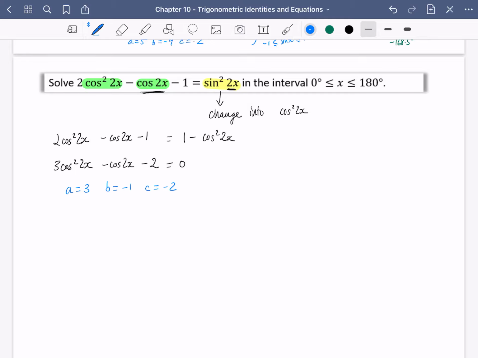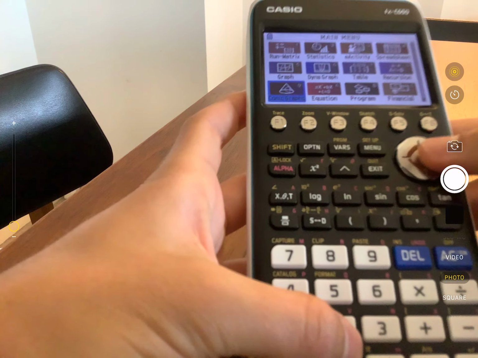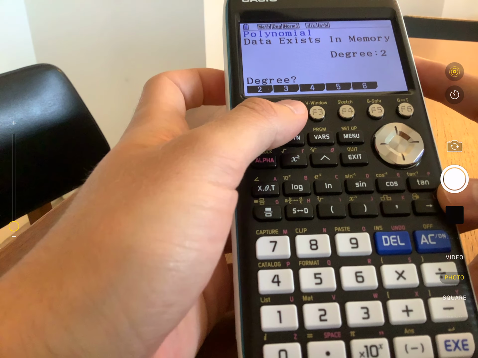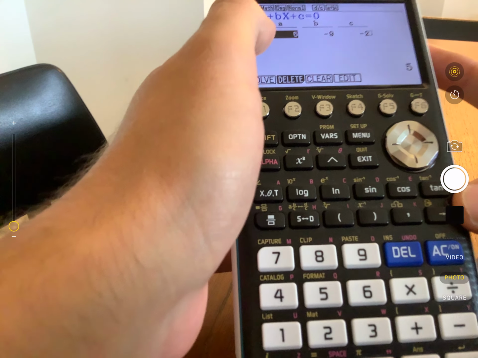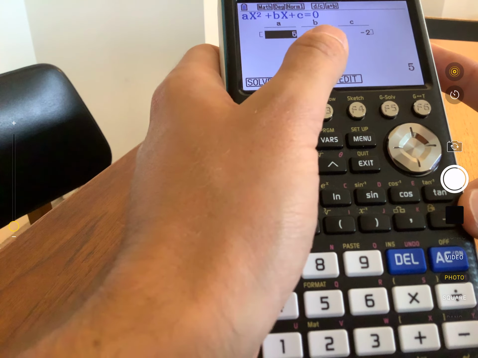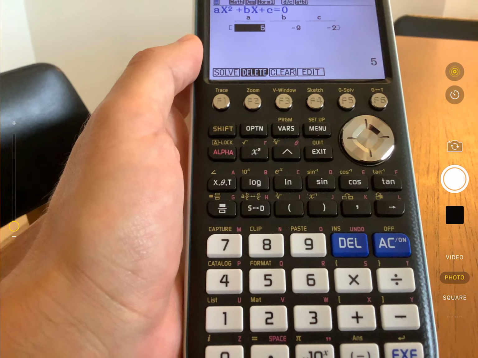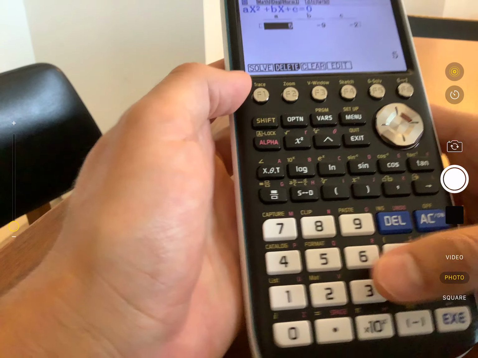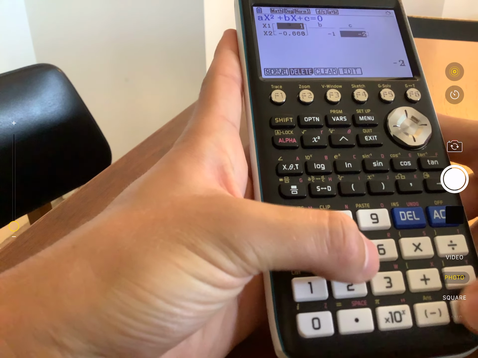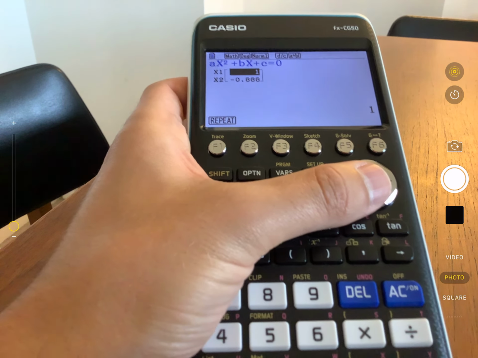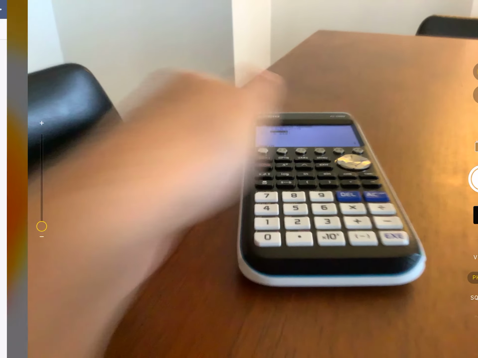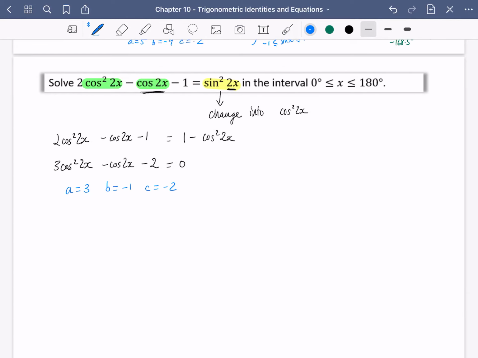If you're not sure how to do that, I'm just very quickly going to switch over to my calculator again. So you go to the menu, and then you go to equation, and you go to polynomial. It's a 2-degree polynomial because it's a quadratic, and now you can see what I'm talking about when I'm saying my values of a, b, and c. So I've forgotten already, my brain is really not good today. So it's 3, minus 1, and minus 2. And so the values that we get for this are 1 and minus 2/3. So this tells me that cos 2x is either equal to 1 or cos 2x is equal to minus 2/3.